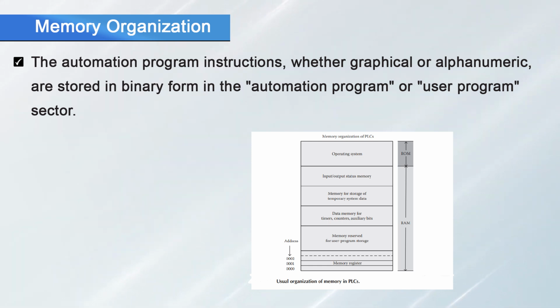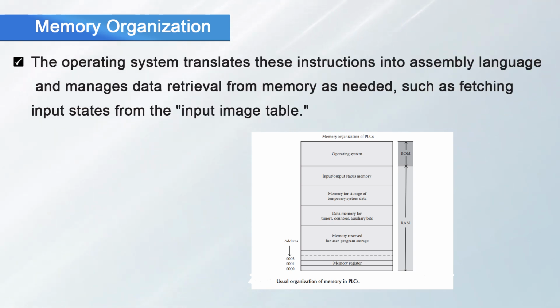The automation program instructions, whether graphical or alphanumeric, are stored in binary form in the automation program or user program sector. The operating system mainly translates these instructions into assembly language and manages the data retrieval from memory as needed, such as fetching the input states from the input image table.